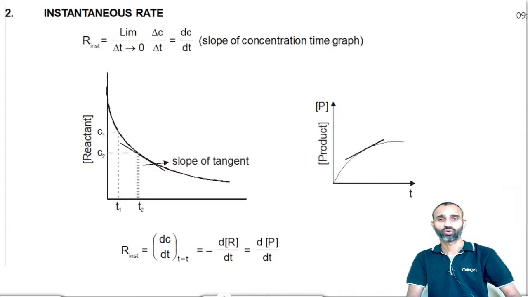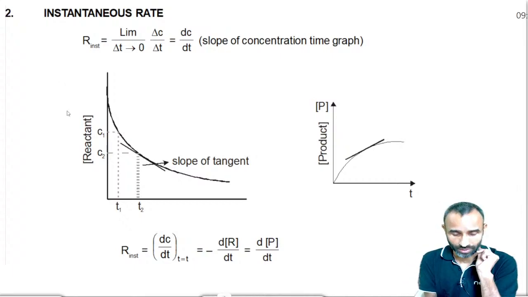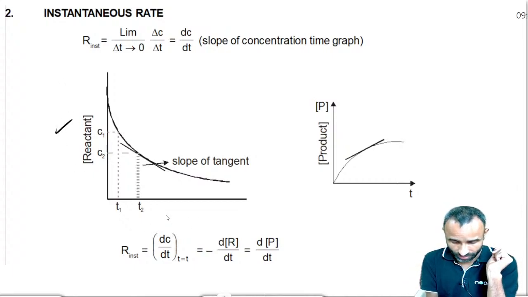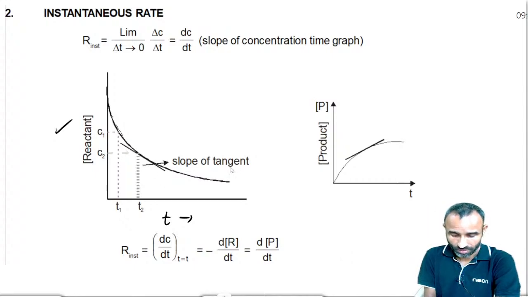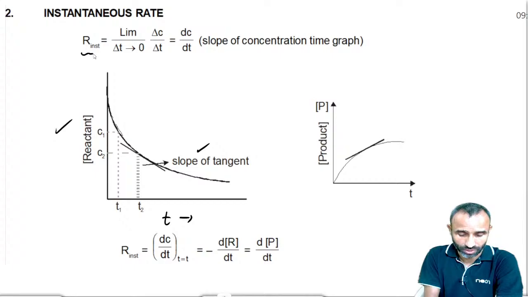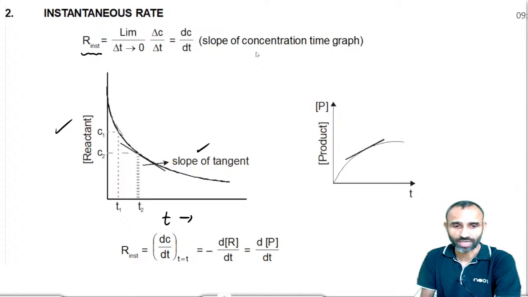And the concentration of the reactant changes with time. So this is an exponential change, and the slope of the curve is the rate of reaction. That is the instantaneous rate of reaction, when limit delta T tends to 0, at a particular instant of time. So instantaneous rate is minus dR by dt or plus dP by dt.